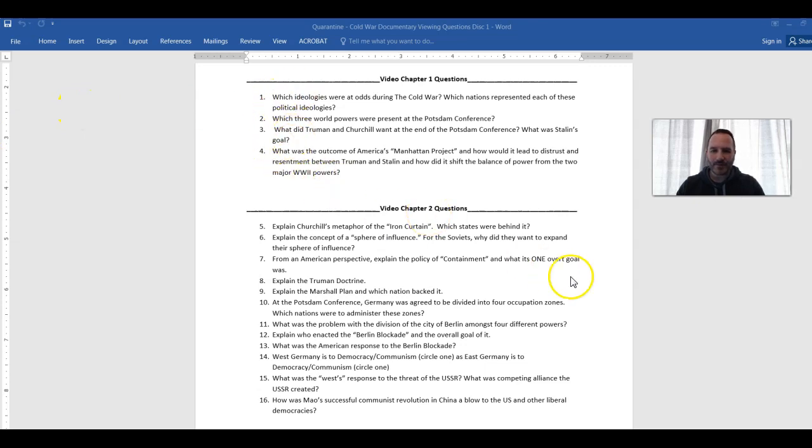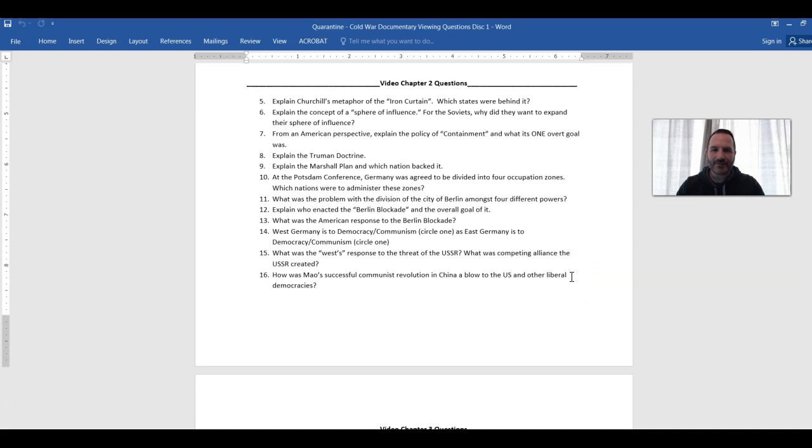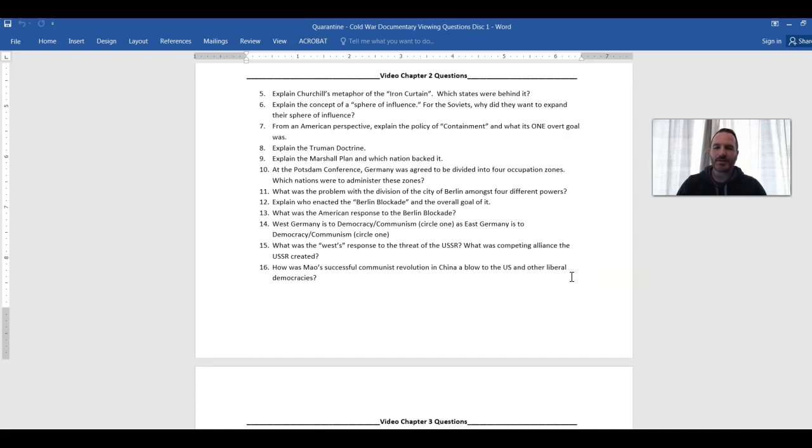Now let's move down a little bit and have a discussion about questions 5 through 16, which is the second chapter of the media-rich Cold War video series. So number 5 says, explain Churchill's metaphor of the Iron Curtain. Which states were behind it? So the Iron Curtain, guys, is basically the separation between Europe, which is free and not controlled by the Soviet Union, and then Europe that is not free and controlled by the USSR, by Stalin.